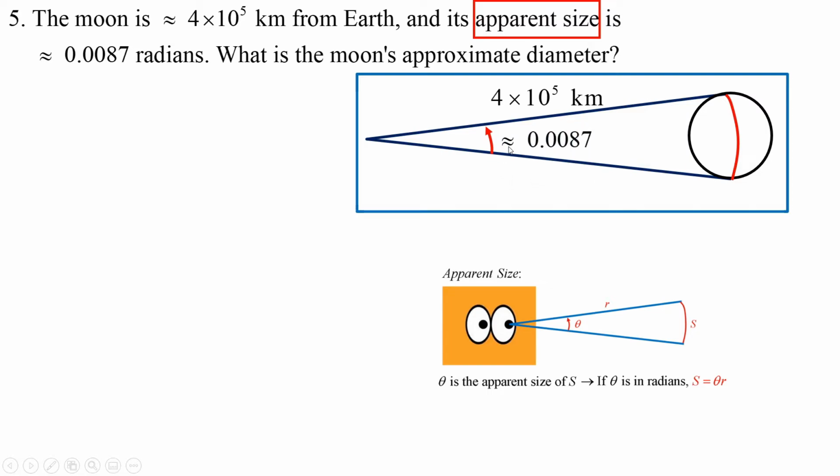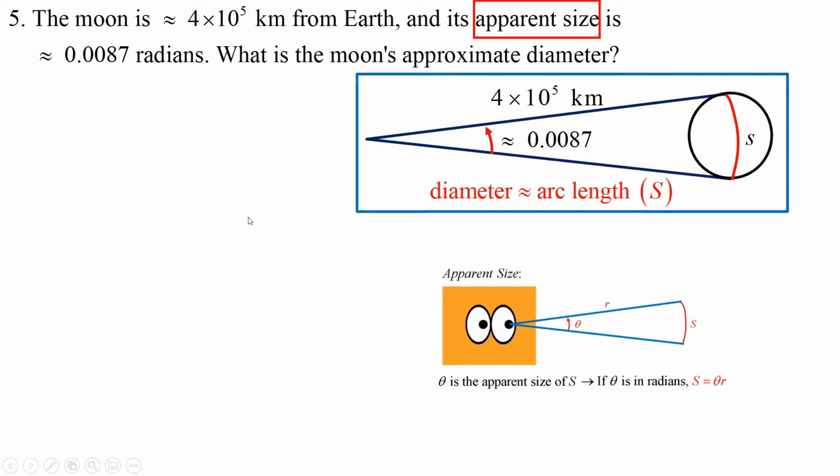All right, cool. Now, what's the moon's approximate diameter? Well, you guys remember that we can use this arc length right there to approximate the diameter of the moon. So that arc length S, and remember, diameter is approximately arc length S right here. So let's go to work here.